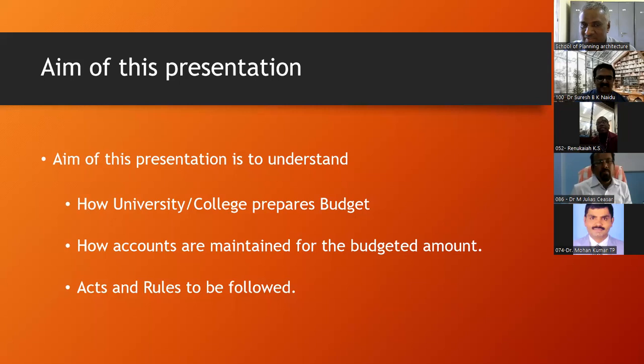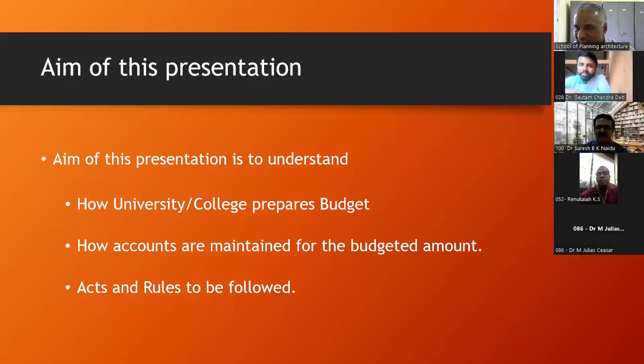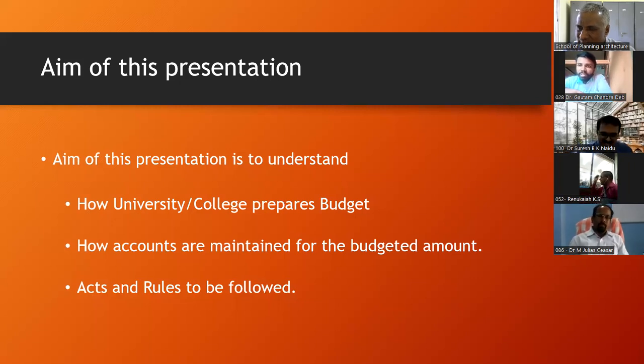Sir, this is Gautam from Assam. Sir, if there is a deficit in the budget, how will the college or university collect funds? The first rule is that you don't prepare a deficit budget. This is the first rule. You have to adjust your expenditure to the expected income. You cannot borrow the money. You see what your probable income is, then you prepare your expenditure. On the basis of your income, the expenditure should be estimated.